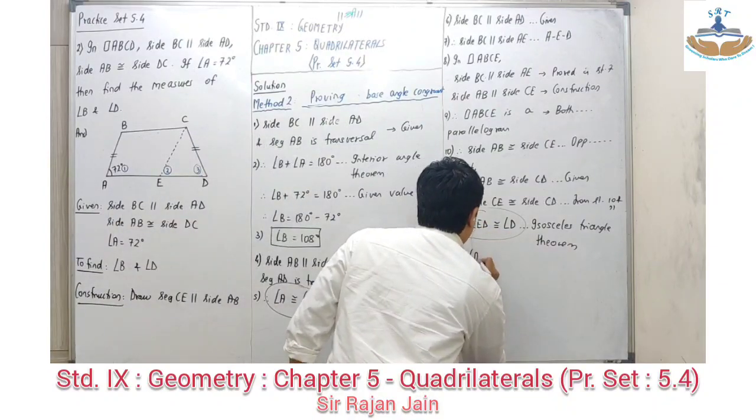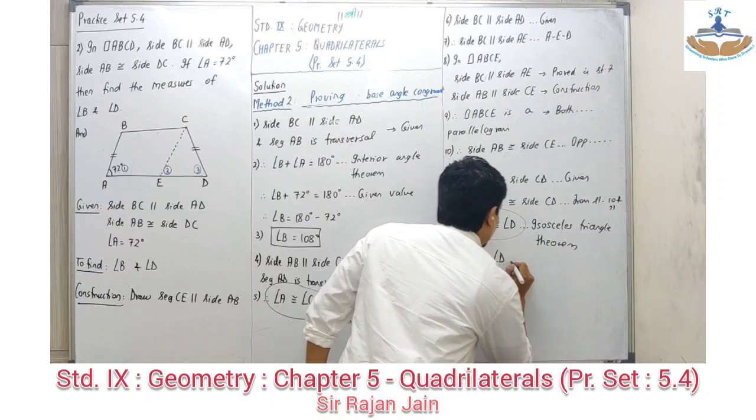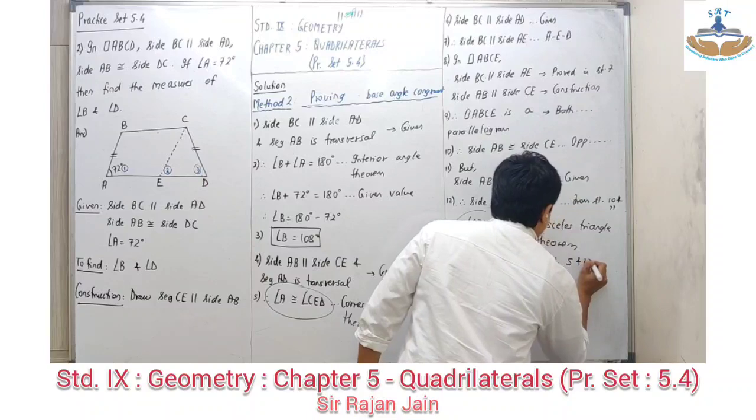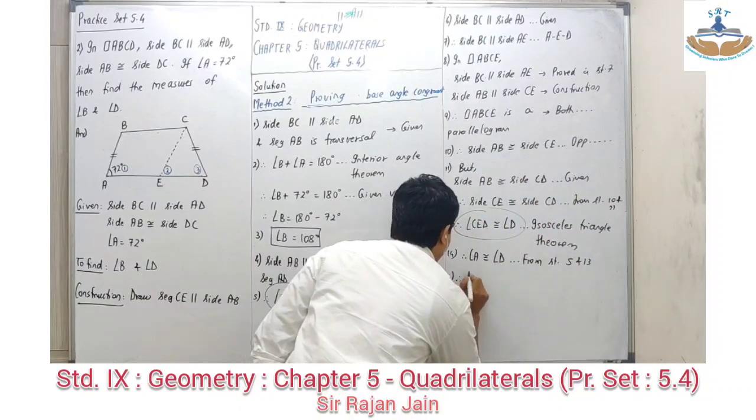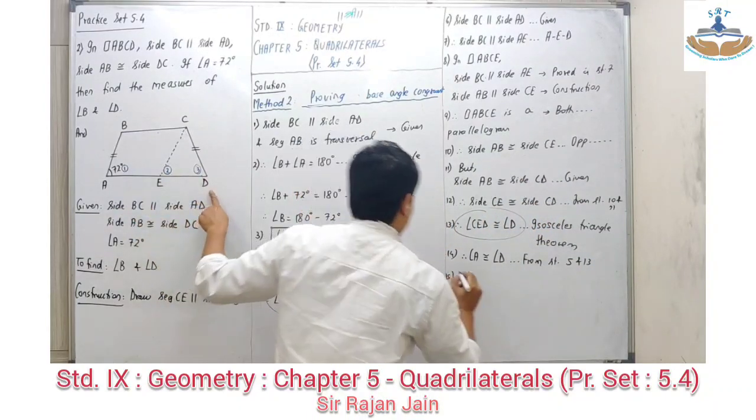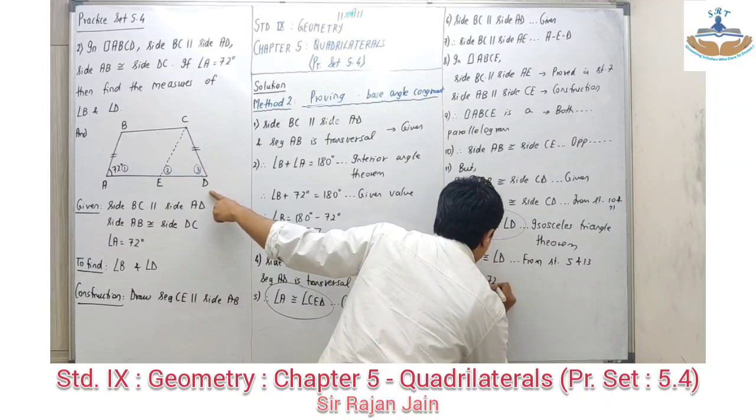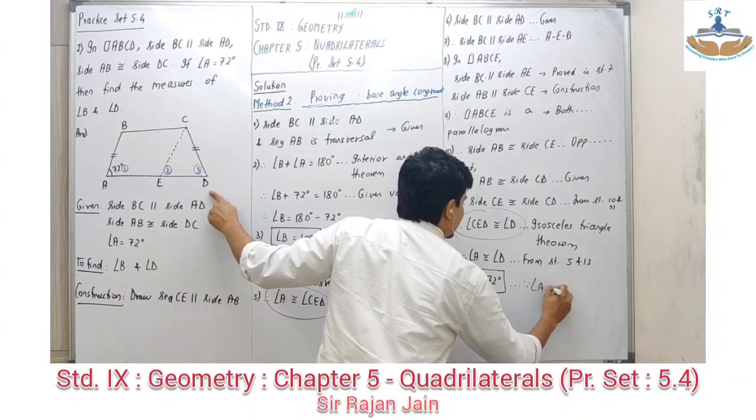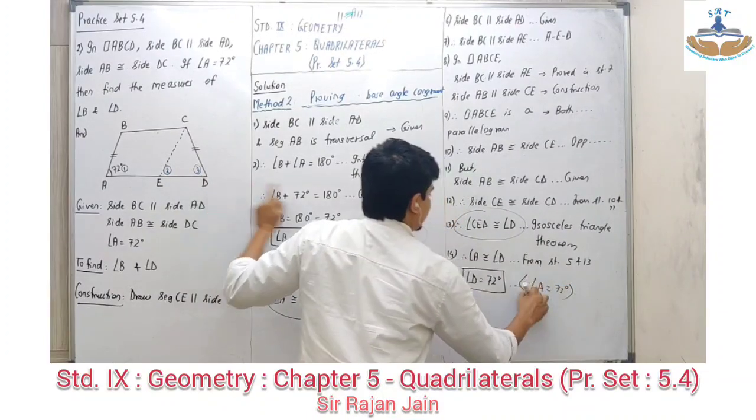So I'll say therefore angle A is congruent to angle D. Reason I'll write from step number 5 and 13, and once you prove that these angles are congruent, A congruent to D, you can write therefore angle D has to be equal to 72 degrees since angle A is 72.